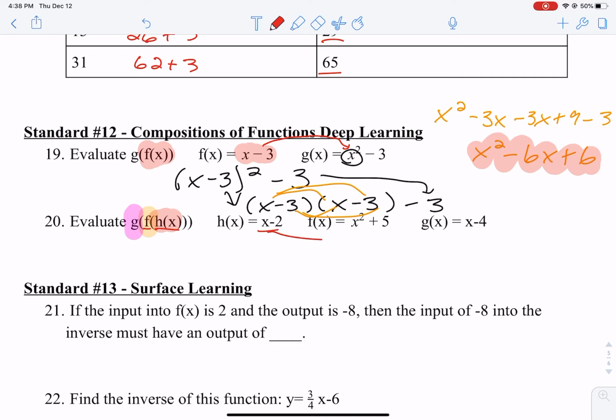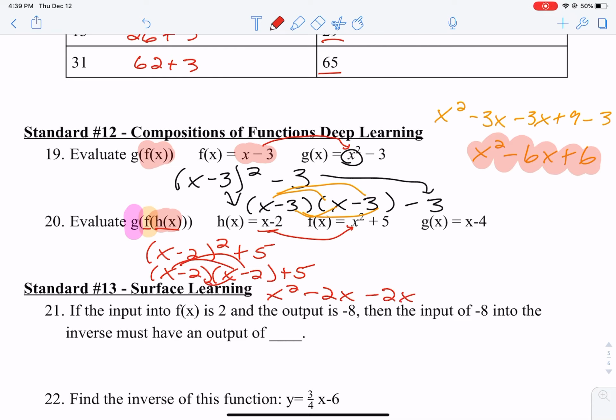F. F is this. So I'm going to do x minus 2 squared plus 5. FOIL again, x minus 2 times x minus 2, and then add the 5. So x times x is x squared. X times negative 2 is negative 2x. Negative 2 times x is negative 2x. Negative 2 times negative 2 is positive 4. And then we add the 5.